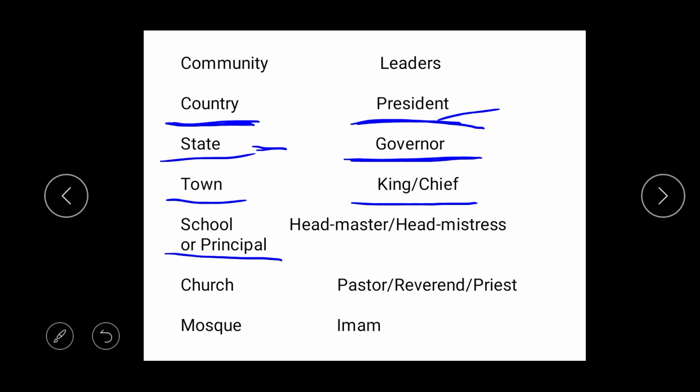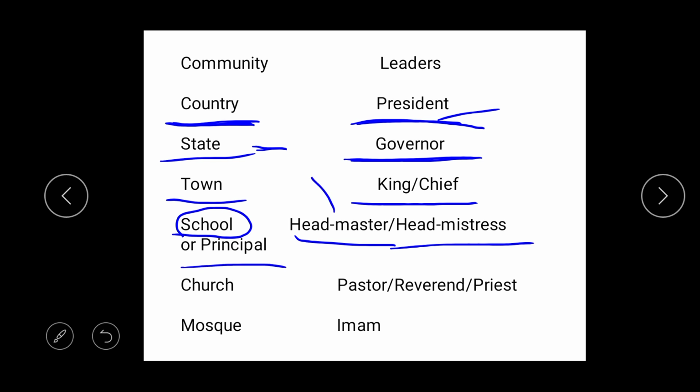We have the school. The school is another community, and the leaders of the school, you can have the headmaster or the headmistress or the principal. The headmaster is a man, while the headmistress is a woman or a female. The principal can be a man or a woman. Okay, but in Grace Children's School, we have the headmistress. We have the headmistress as the leader of Grace Children's School.